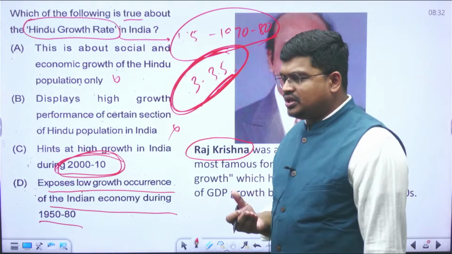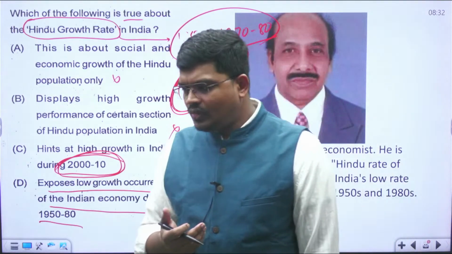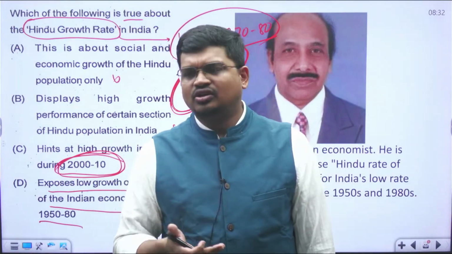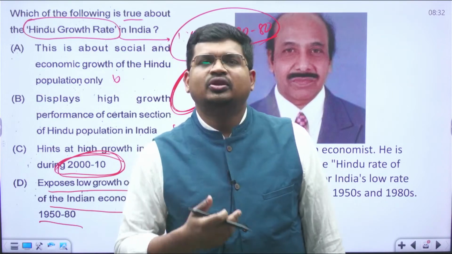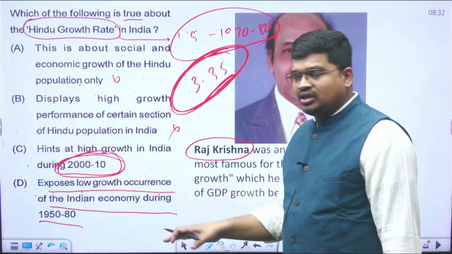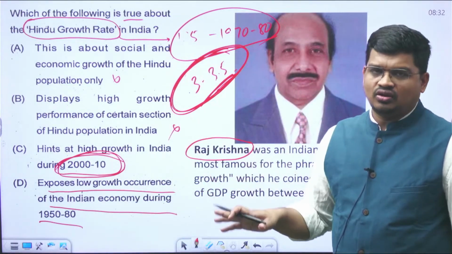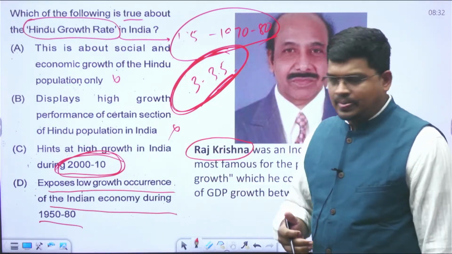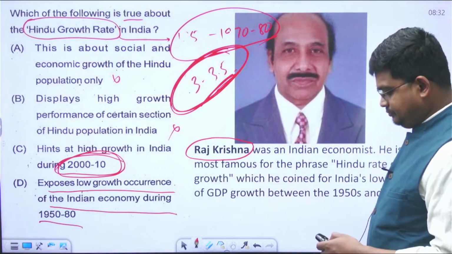Many times you will see that experts or economists come up with this terminology Hindu growth rate. So that is Hindu growth rate, which is a very low growth rate of the Indian economy during 50 to 80. Okay. Next.